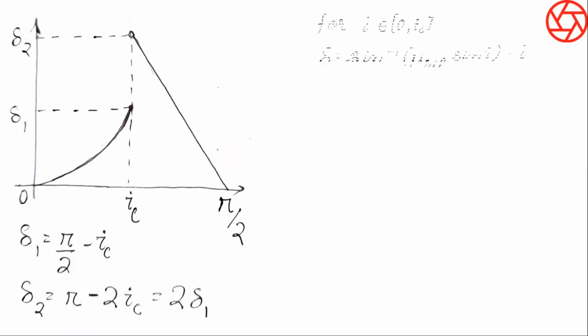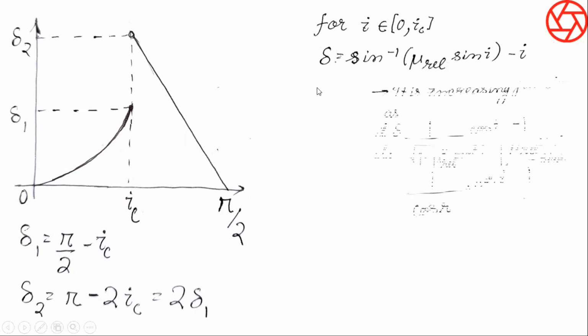Let's check. For i in the interval, closed bracket 0 to closed bracket critical angle, if i lies in this interval, then what would it denote? It would denote refraction. Now here, the angle of deviation is sine inverse of mu relative sine i, minus i, as we had calculated it before. This one is just by Snell's law, the same one.